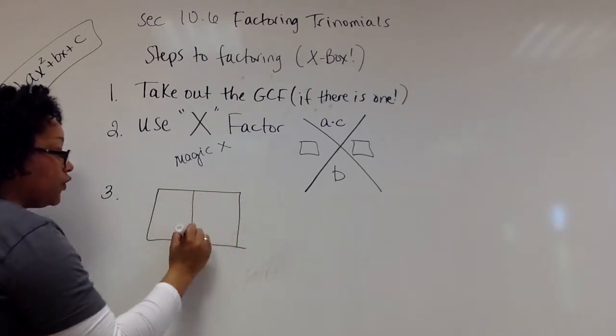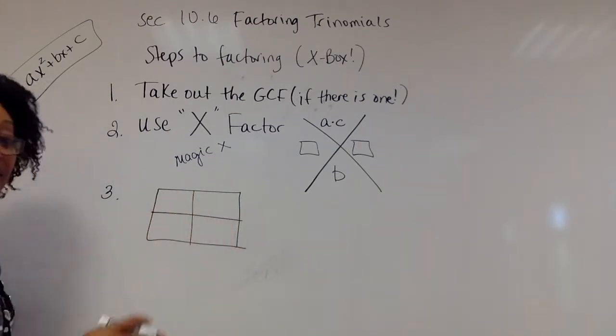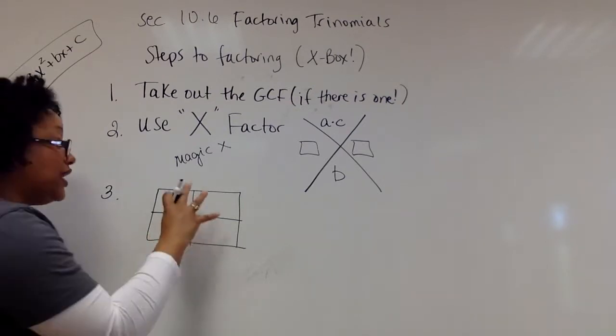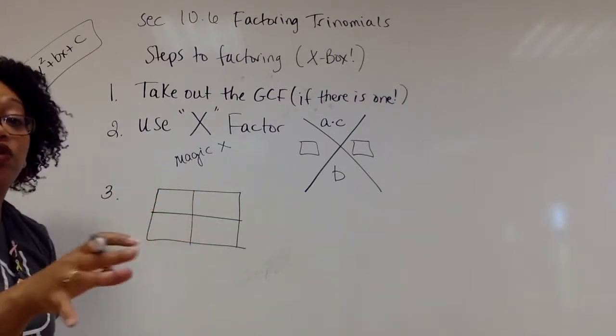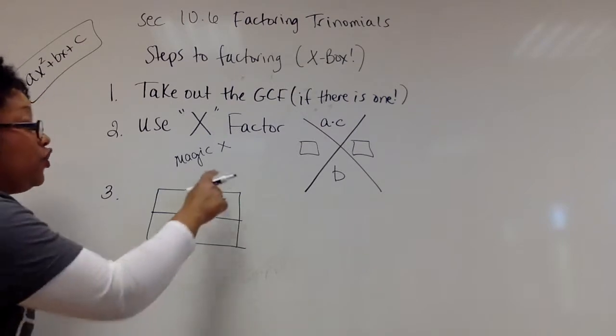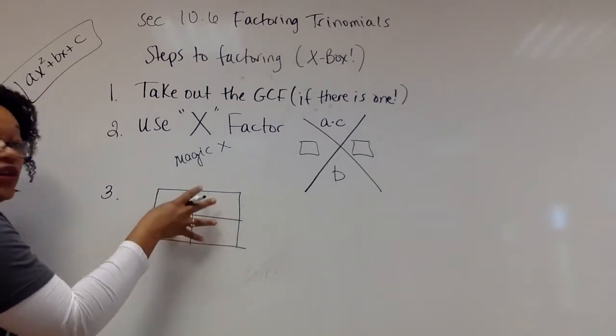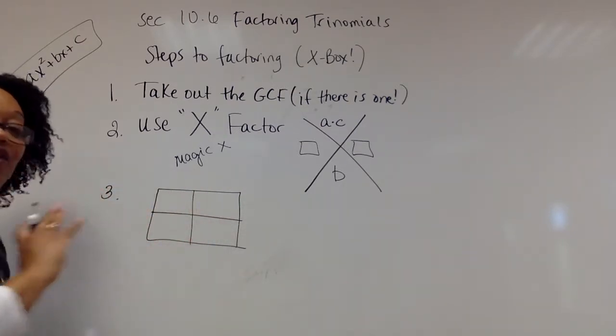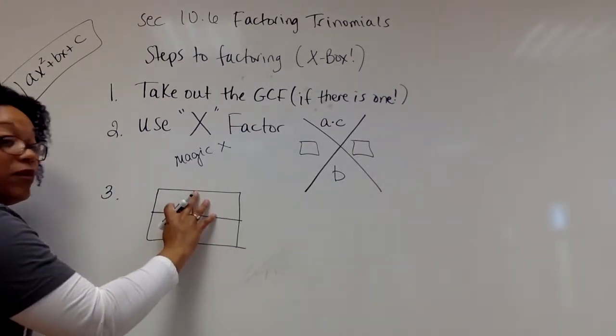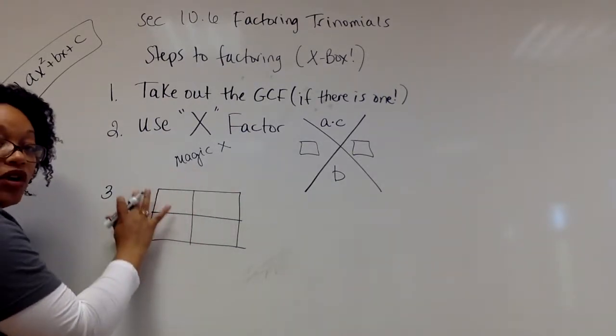Step three is where the box comes from, all right? So you're going to draw yourself a 2 by 2. But the difference is we start on the inside. Remember, when we were doing the box method for multiplying, you would write your information on the outside and fill it in. Well, when you're factoring, you work in reverse. You put your information on the inside, and we're going to fill out the outside.